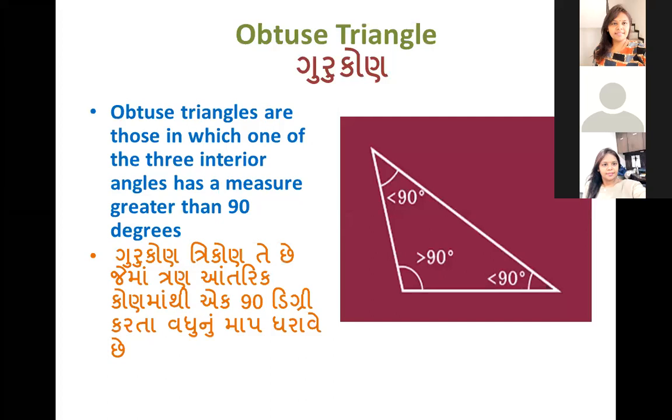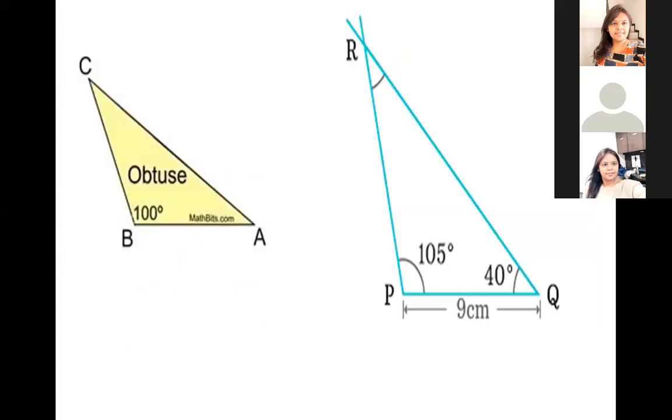Second, obtuse. Obtuse means a triangle whose at least one angle is greater than 90. Not all, at least one angle is greater than 90. It's called the obtuse triangle. In obtuse, any one angle will be greater than 90, not all are needed. At least one angle greater than 90 makes it an obtuse triangle.